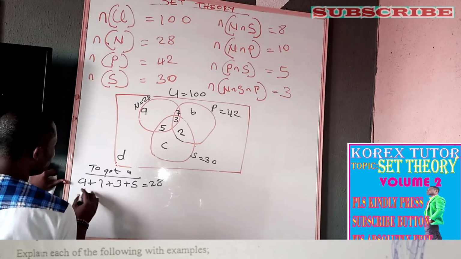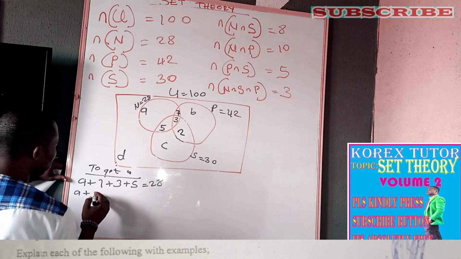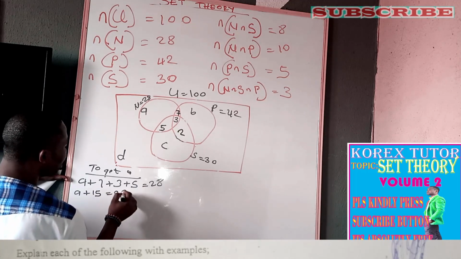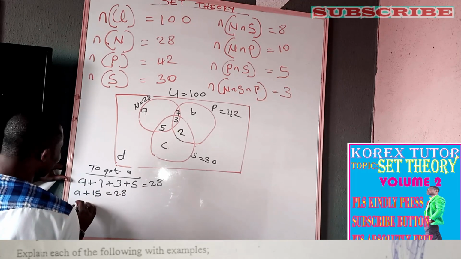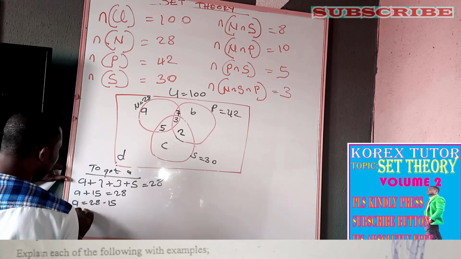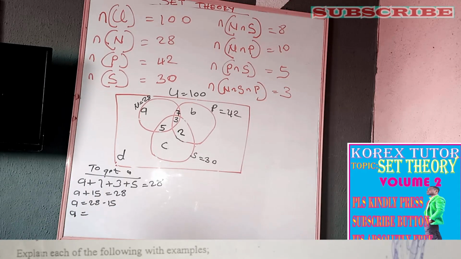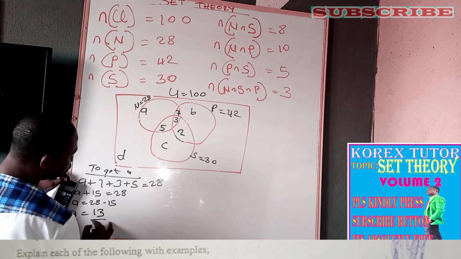So now, A plus 7 plus 3, that is 10. Plus 5, that is 15. A plus 15 is equal to 28. Right? So now, we collect the like terms. A is equal to 28 minus 15, which is going to give us 13. That means A is equal to 13.